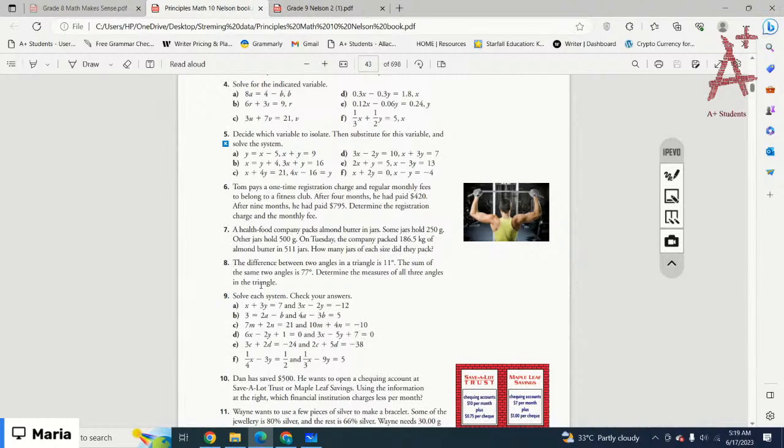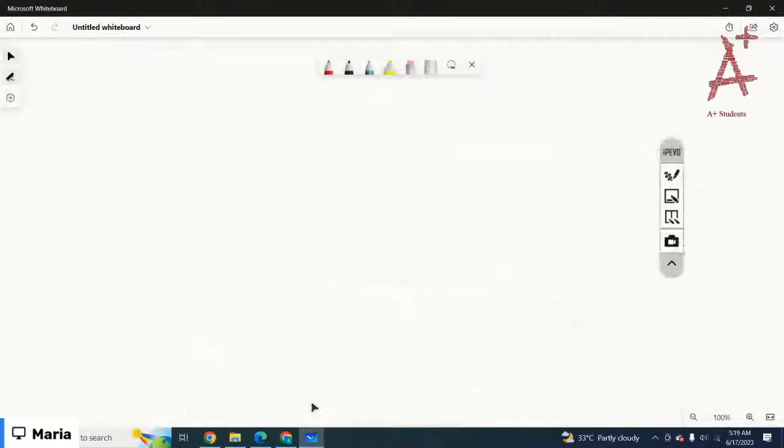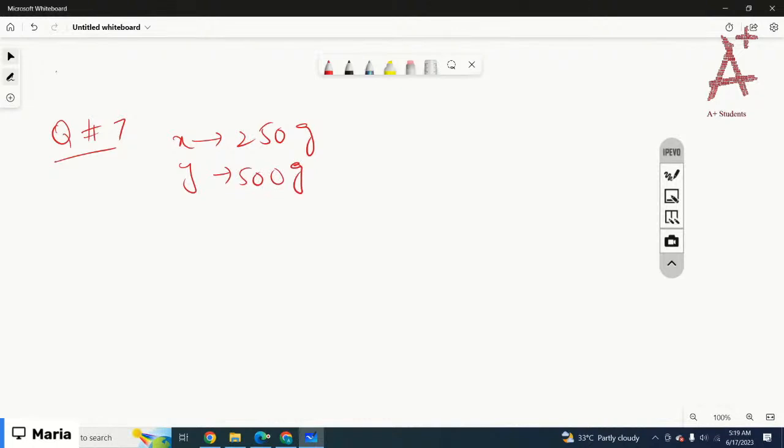Let's suppose we have a variable x that represents the number of 250 grams jars. Got it? X represents the number of 250 grams jars, and y represents the number of 500 grams jars. Got it?